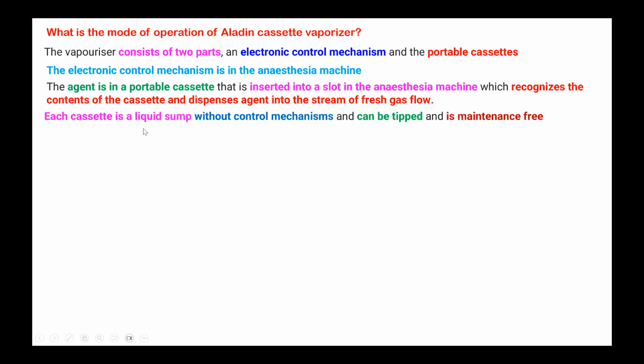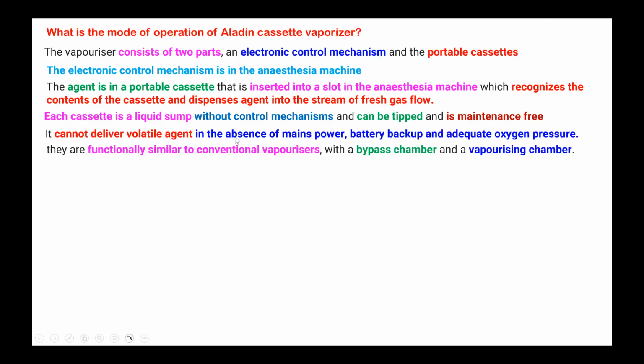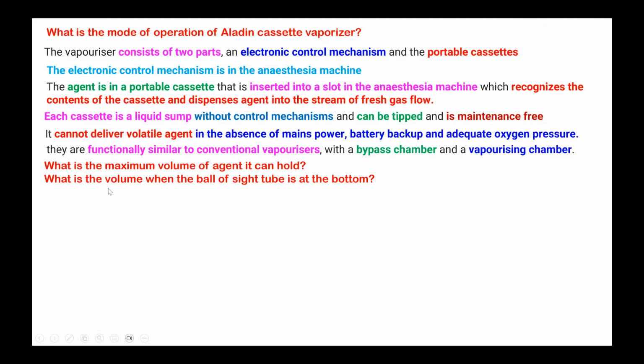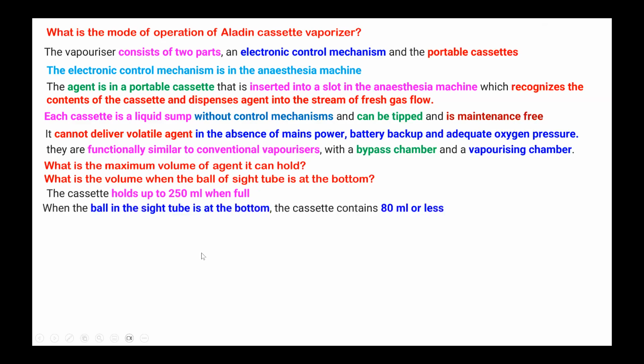into the fresh gas flow. Each cassette is a liquid sump with a control mechanism, can be tipped, and is maintenance free. It cannot deliver volatile agent in the absence of main power or battery backup and adequate oxygen pressure. It is functionally similar to the conventional vaporizers with a bypass chamber and vaporizing chamber. The maximum volume of agent that it can hold is 250 ml when it is full. When the ball in the side tube is at the bottom, it still has 80 ml or less.